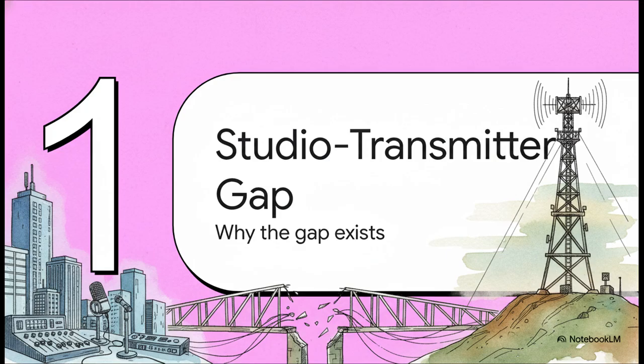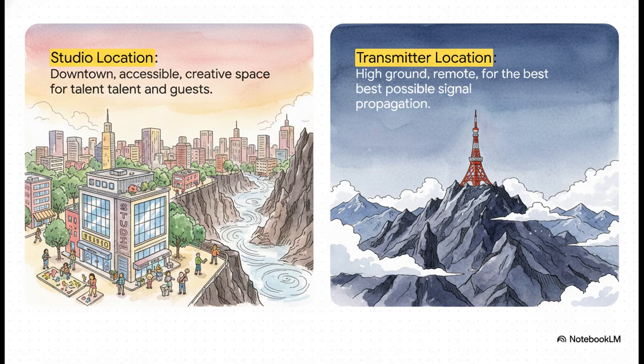Why is there even a gap in the first place? Well, it's what we call the studio transmitter gap. It really just comes down to two things that just don't mix. See, on one hand, you want your studio to be in a convenient, creative spot, right? Probably downtown, where it's easy for hosts and guests to get to. But on the other hand, for the best possible signal, your transmitter needs to be way up high. We're talking remote hills, mountains, miles and miles away. And that natural separation, well, that's exactly why you need a dedicated, super high-quality link to connect.